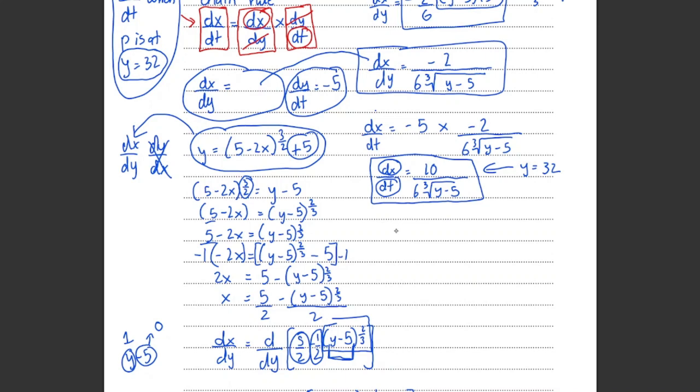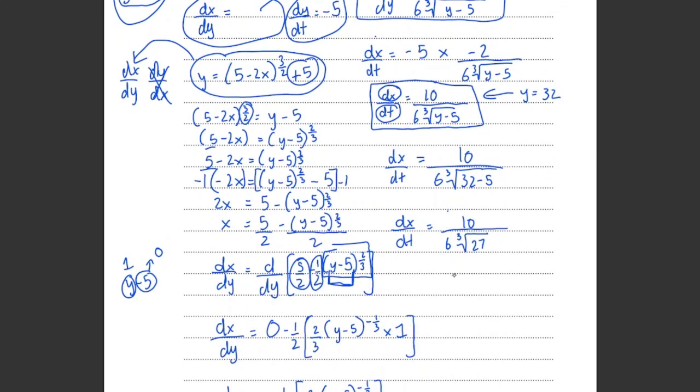So we're going to do that, and I'm going to have dx over dt equals 10 over 6 cube root 32 minus 5. So now we're basically just going to solve this out. So this right over here is going to be 6. 32 minus 5 is 27. And so if we cube root 27, we get 3.